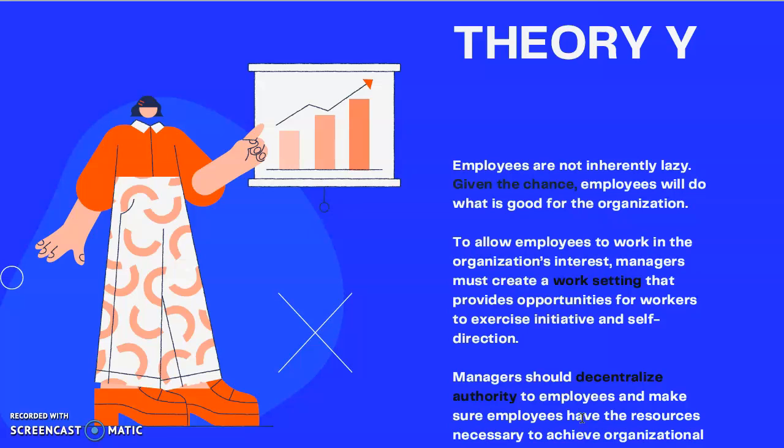Next we go to Theory Y. It's vice versa from Theory X. The employees are not inherently lazy; by giving them a chance, they can do their best for the organization. Managers must create a work setting that provides opportunities for the workers to exercise their own initiative and self-direction. And the last one is that managers should decentralize authority, meaning giving the employees power. By giving them that kind of authority, the employees have the resources to achieve the goals.